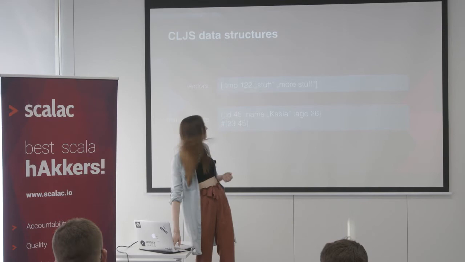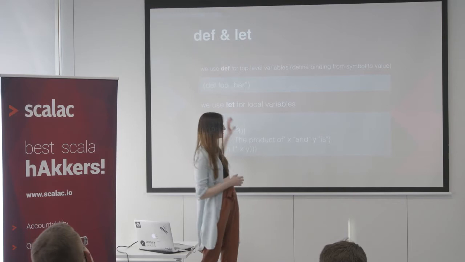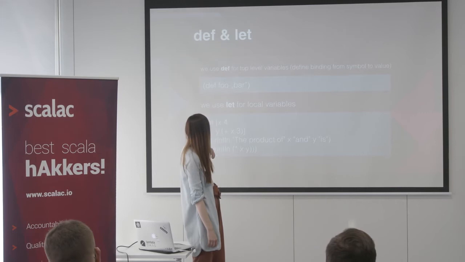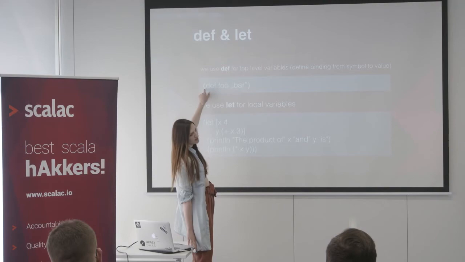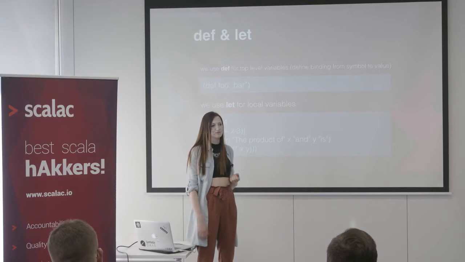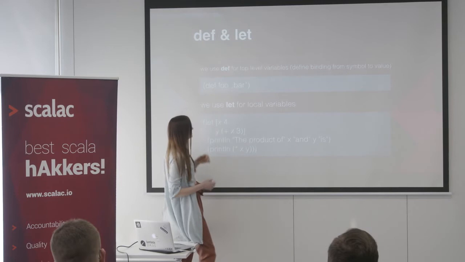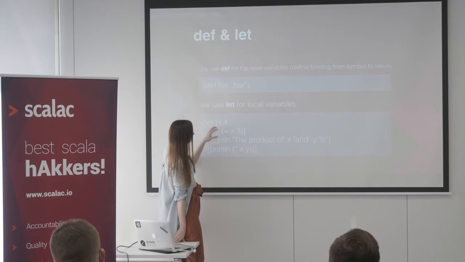What's more, comparing to JavaScript, we have top level variables and local variables, which is not available in JavaScript. So when we want to define our global variable, we just define it like that. This is a kind of symbol. ClojureScript comes with a pack of symbols which help us coding. One of those is def. There is let. Let creates a scope for variables which are local, which exist only in this scope. So that's how it looks.